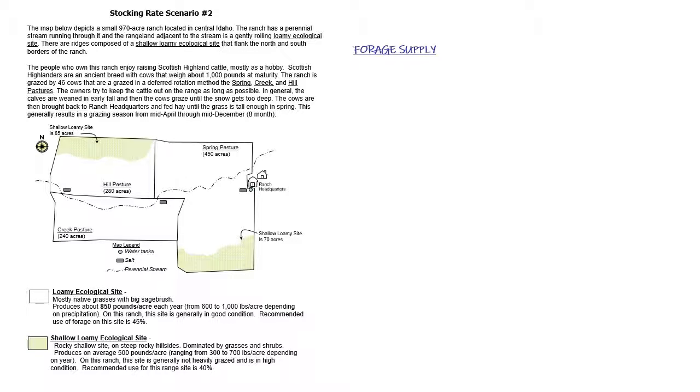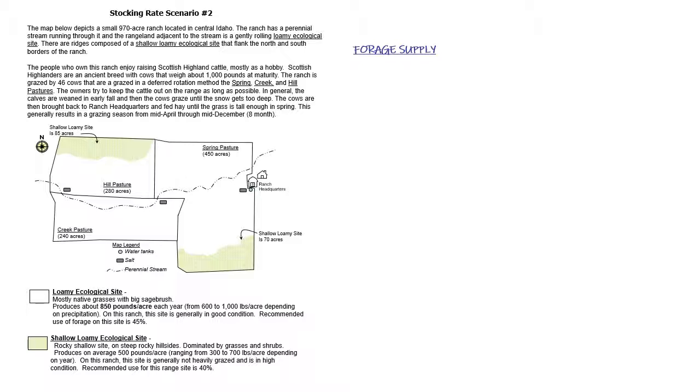Another example of trying to compare the amount of forage we have, the forage supply, to the forage demand in order to get to a stocking rate. This is scenario two, and we have three pastures. There are 970 acres on this site that's in central Idaho. And we're going to start by looking at forage demand, forage supply.